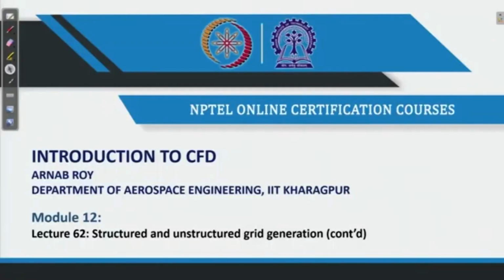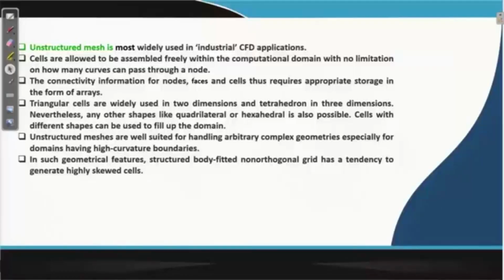In this lecture, we continue our discussion on structured and unstructured grid generation. Last time, we had discussed more on the structured mesh or the structured grid. This time also let us look at a bit of unstructured grid issues in a little more detail. We take note that in the industrial CFD world, unstructured mesh happens to be the workhorse.